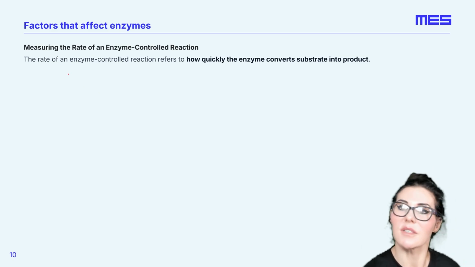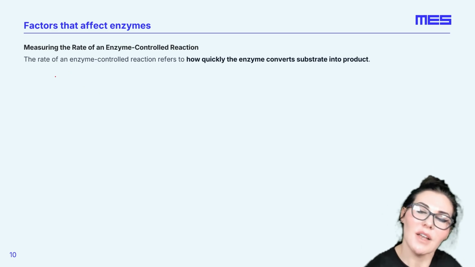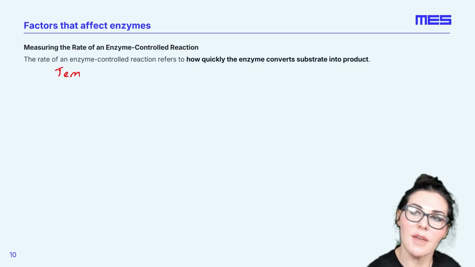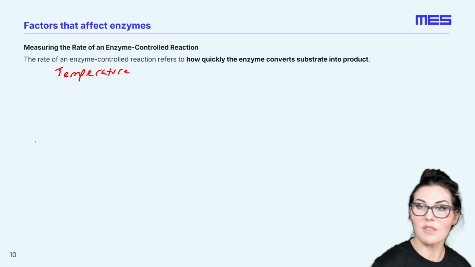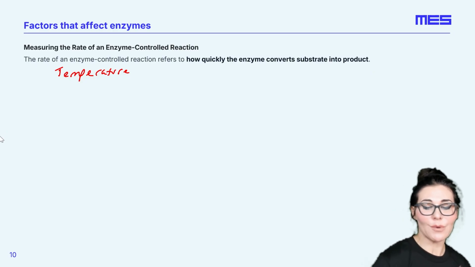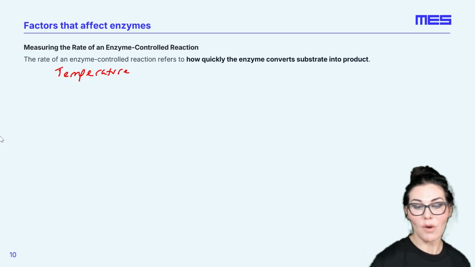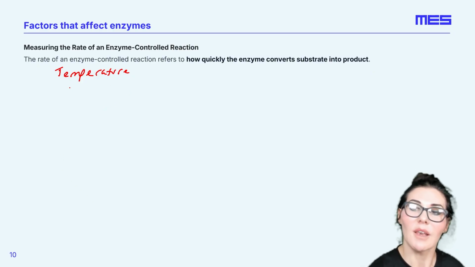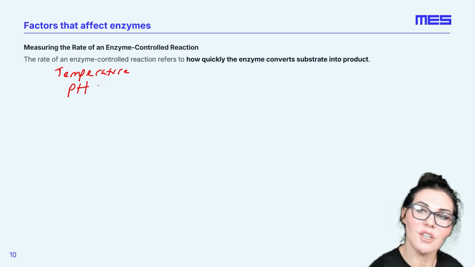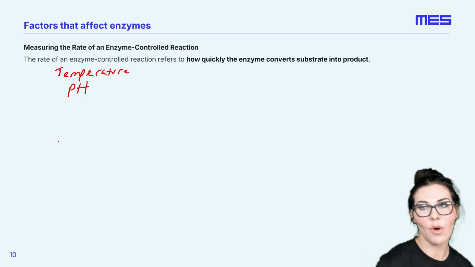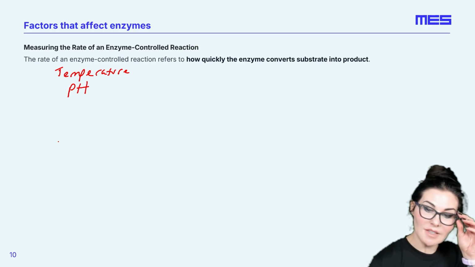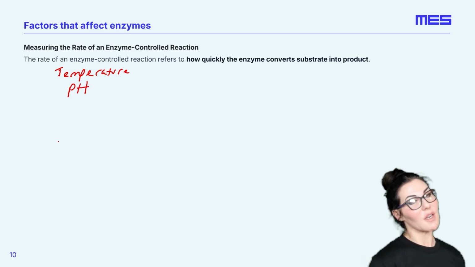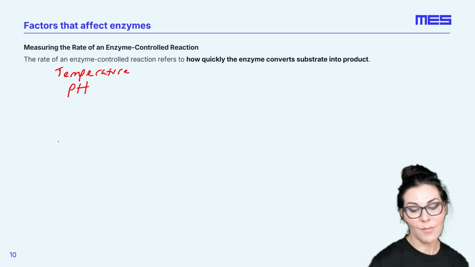I'm going to write a few of these down. Things that can affect the rate of an enzyme-controlled reaction typically would be the temperature of the reactants. Enzymes are very temperature sensitive. If it's way too hot for them, they will denature. If it's way too cold for them, they will lose kinetic energy and the reaction will slow down too much. Likewise, a pH change can have a massive impact on how fast an enzyme works, because enzymes are also very, very sensitive to pH and can denature in a pH that is not optimum for them.